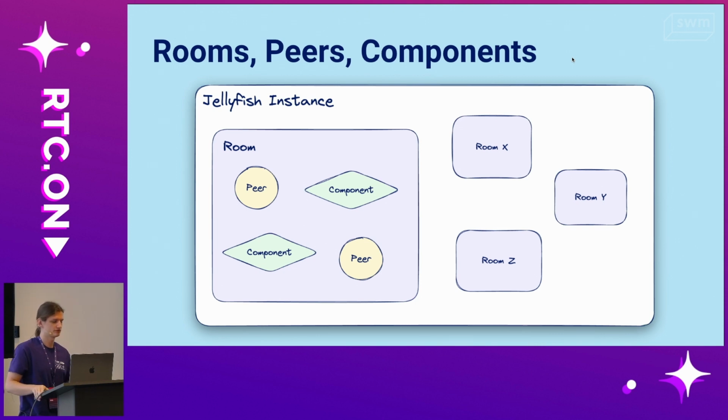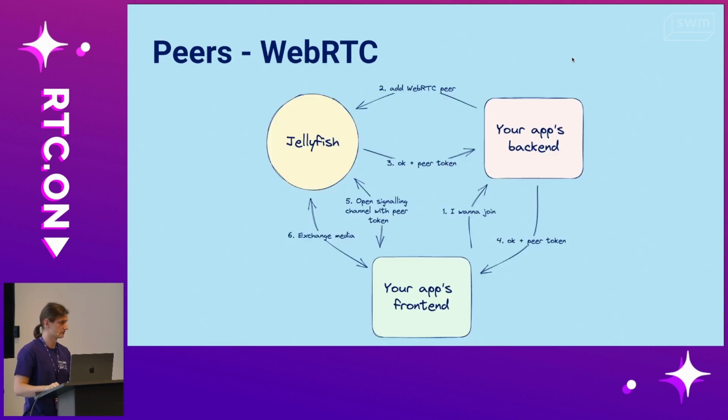Then you can use the rooms to group peers and components. And peers and components, there's a crucial difference between these two tabs, and I'm going to mention it in a moment. But now let's see an example. The only type of peer that we currently support is the WebRTC peer.